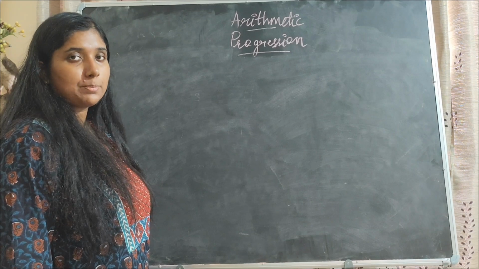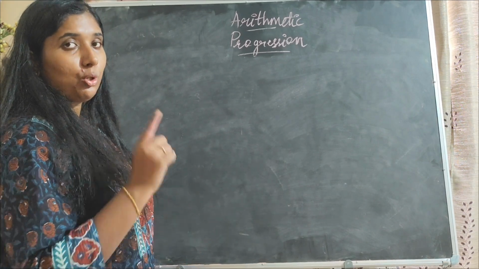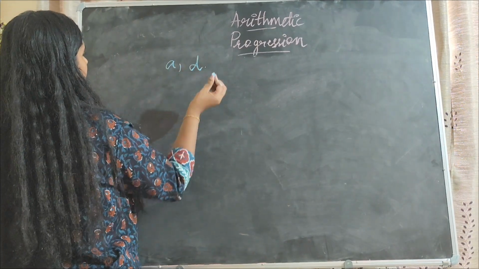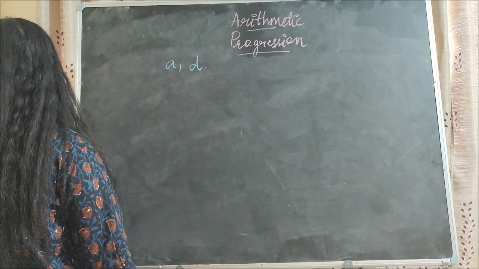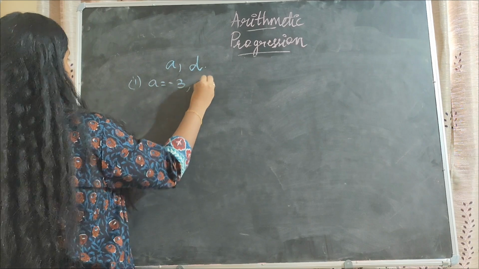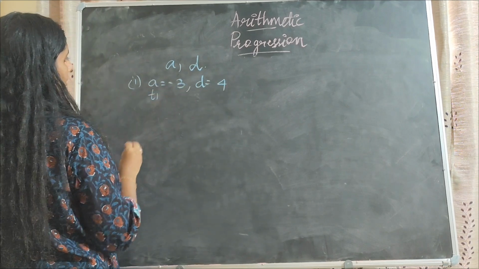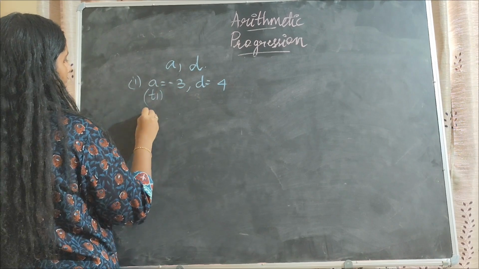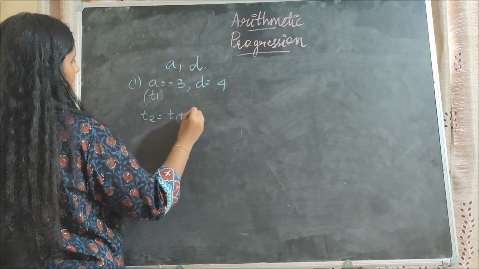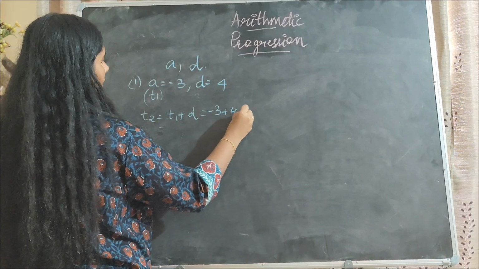Now, next part is A, as we have seen, is the first term. So, A and common difference have been given to us. A and the common difference D. And we need to find the first four terms. So, in the first question, A is minus 3 and D is 4. So, A is also known as T1. So, T1 is minus 3. So, we know that T2 is T1 plus D, which will be minus 3 plus 4, which will be 1.